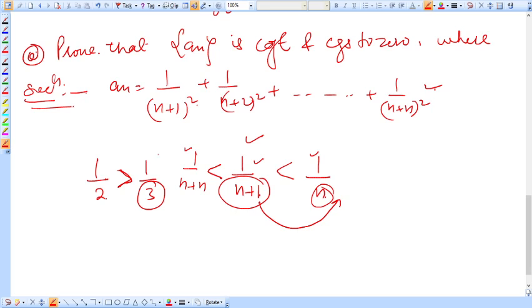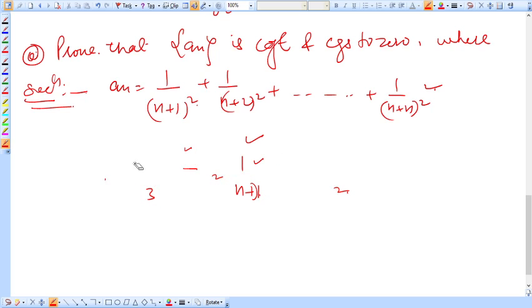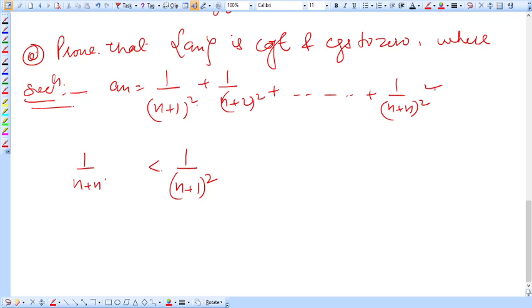The same is true if you square them. Therefore we can write: (1 by n plus n) whole square is greater than or equal to, in some cases, and it is less than or equal to 1 by n whole square. So keep this thing in your mind.